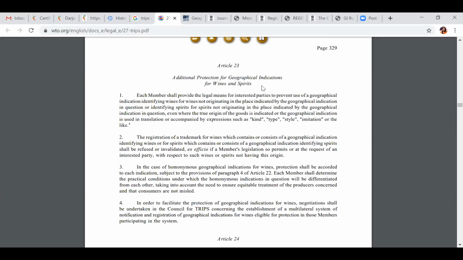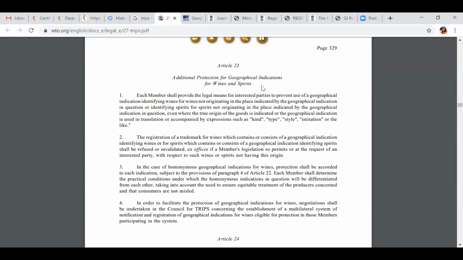So basically what started happening was in California, a lot of winemaking started, and they started selling products like champagne made in California, right? Scotch-like whiskey made in California, and all the European countries were not at all happy about it, because the export of these kinds of wines and spirits brought in a lot of money to these European countries, and they were not at all happy with this practice going on in America. So when there was discussion on geographical indications at the international platform of the WTO, they said we need additional protection for geographical indications.